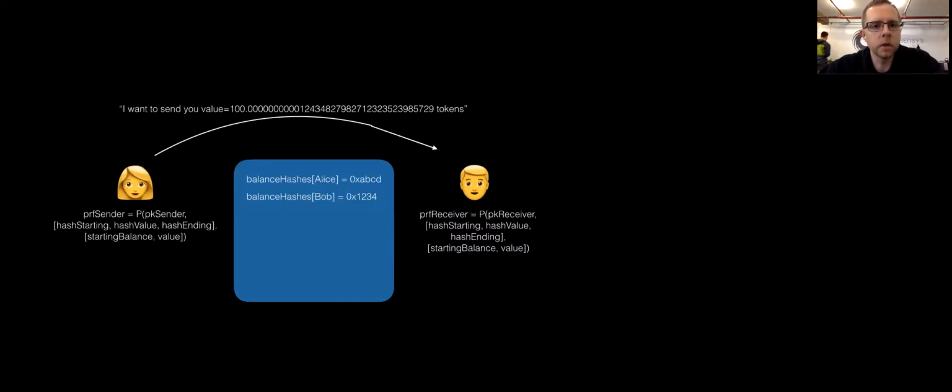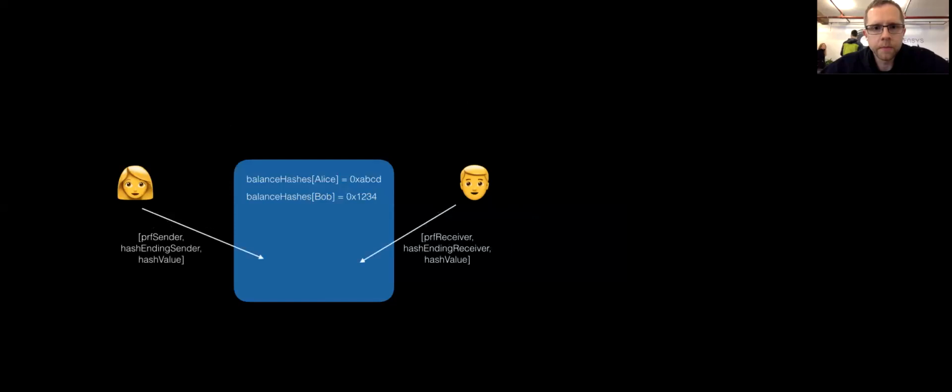And then she puts in her secrets, which is the starting balance and the value. So she runs that algorithm. The receiver also runs their proof. So they use the proving key of the receiver. Again, they use the hash of the starting balance, the hash of the value, 100 tokens, and the hash of the ending balance. And as secret inputs, he would use his starting balance and the value here.